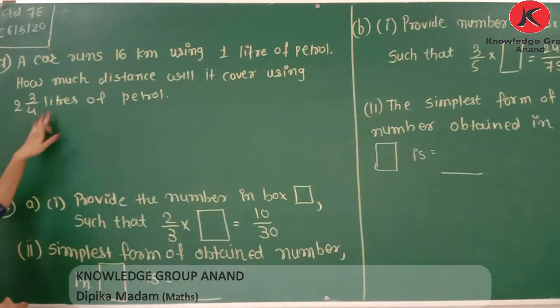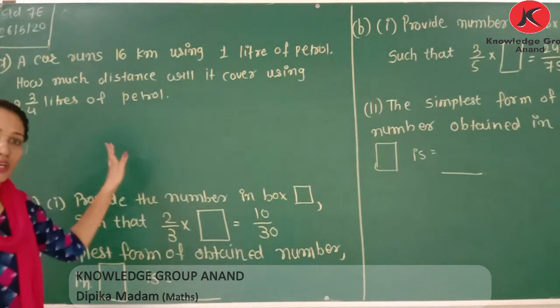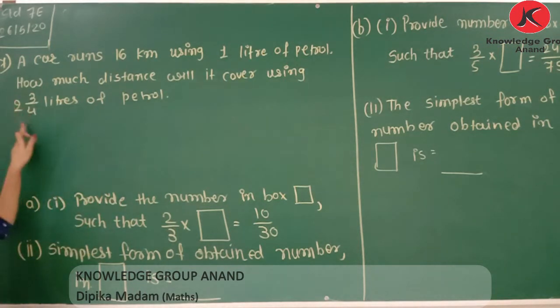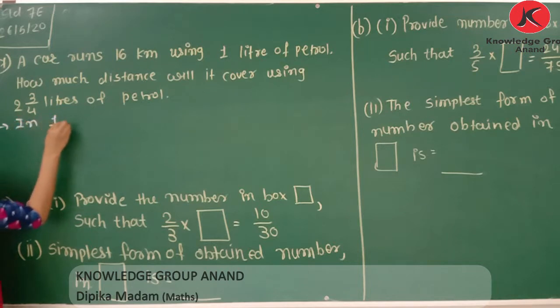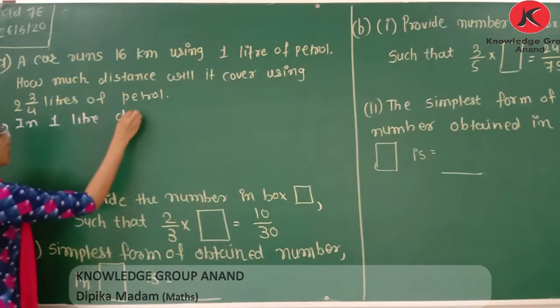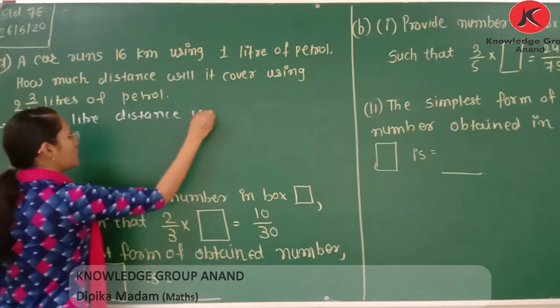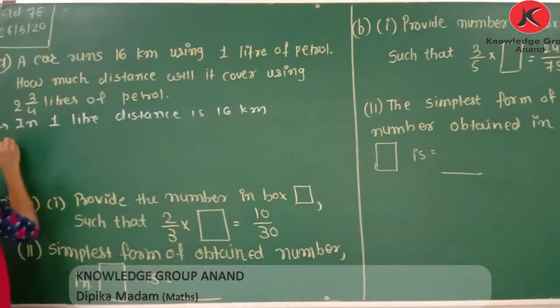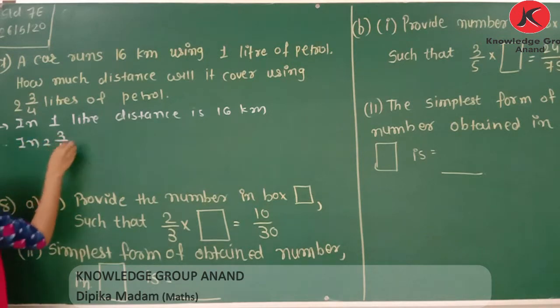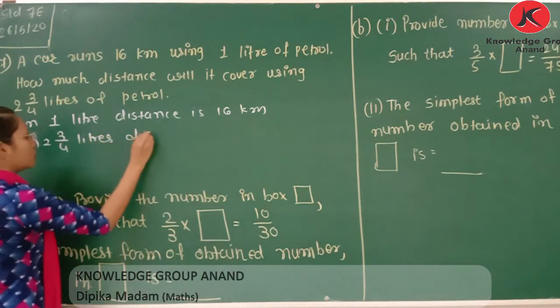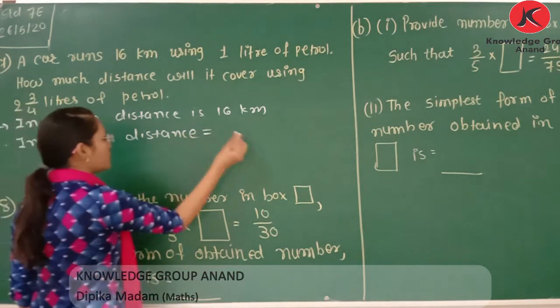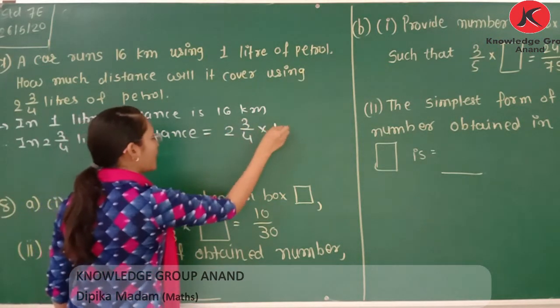But here the petrol is given in a fraction form, so we need to multiply 2 3/4 by 16. In 1 liter of petrol the distance is 16 kilometer, so to find it for 2 3/4 liter of petrol we need to multiply 2 3/4 by 16. Clear? So in 1 liter distance is 16 kilometer. So in 2 3/4 liter distance is equal to 2 3/4 multiplied by 16.